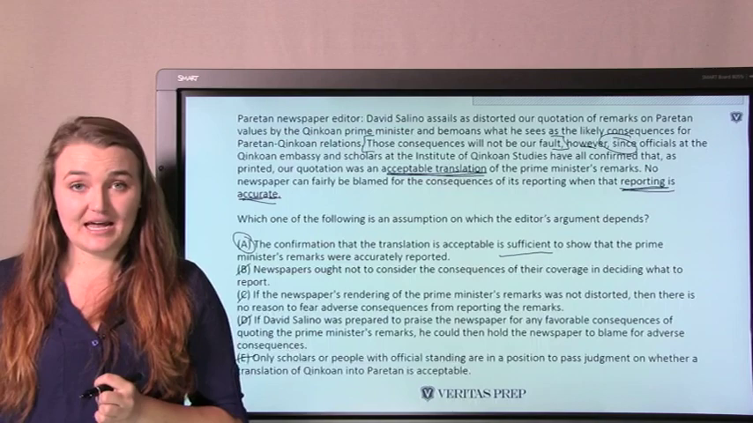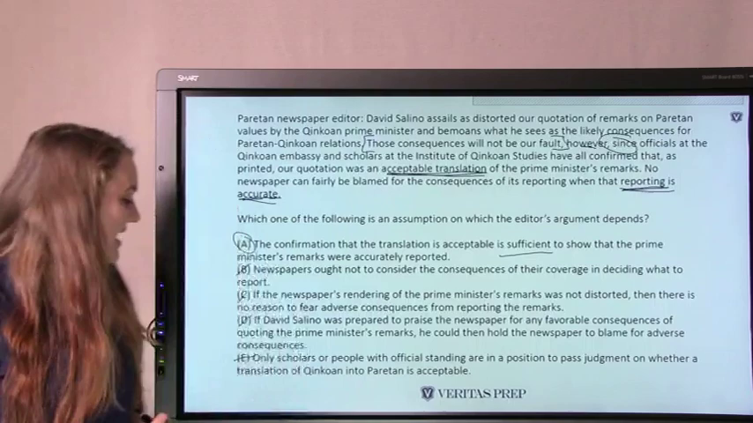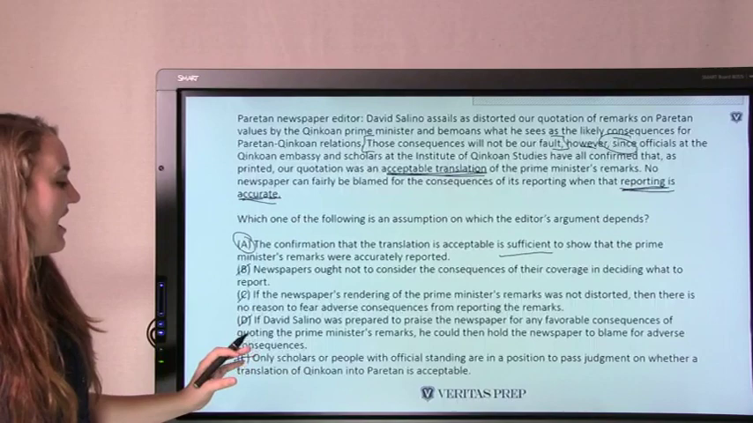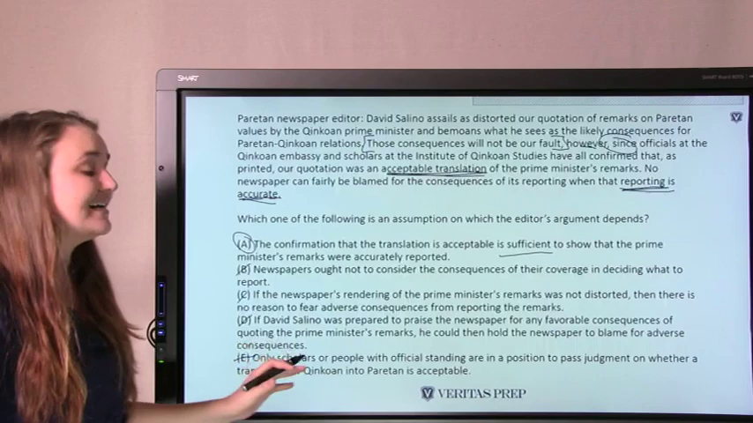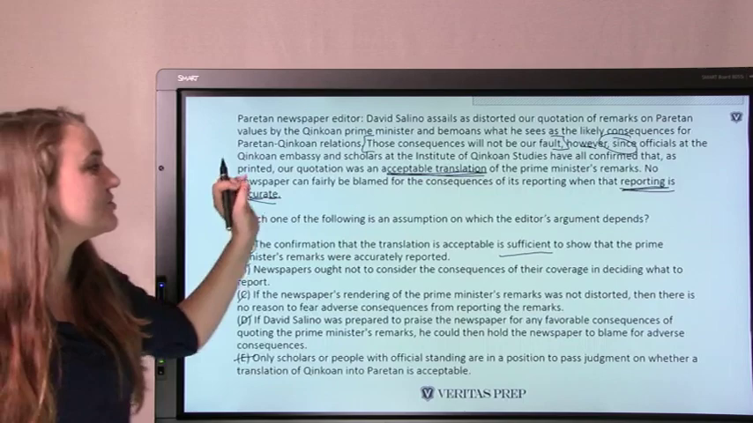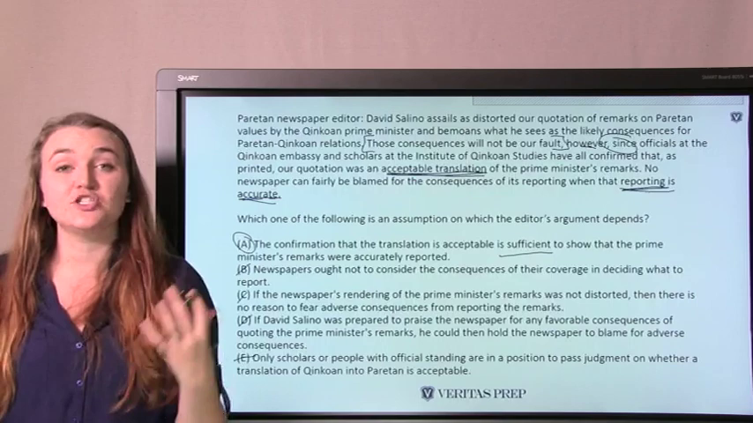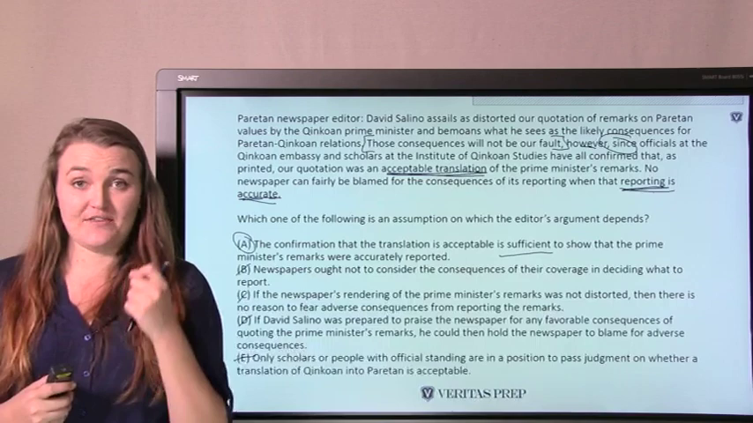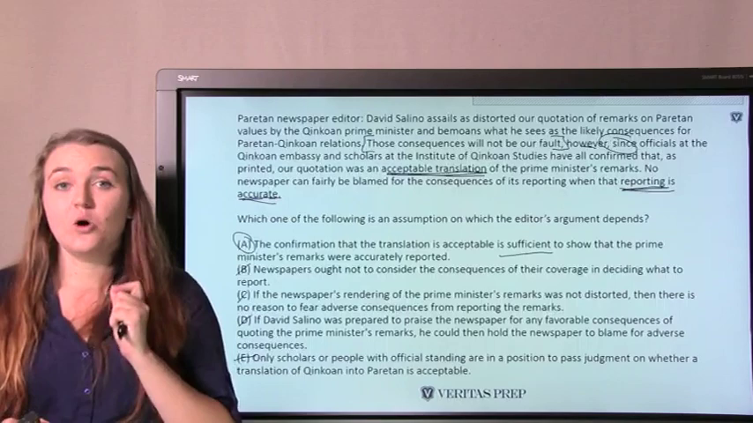Let's circle back to E. Only scholars or people with official standing are in a position to pass judgment. You actually are one step ahead of me because I was just about to address this point. Whether or not only scholars or people with official standing are in a position to pass judgment doesn't actually matter to us, because the fact that they've confirmed that our quotation was an acceptable translation is given to us as a premise. It's given to us as fact. And in strengthen, weaken, assumption, and evaluate questions, in any of our core question types that all boil back down to assumptions and their potentially flawed nature, we are never trying to strengthen or weaken the premises.